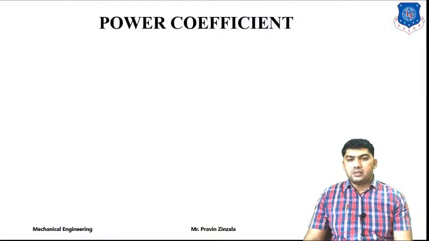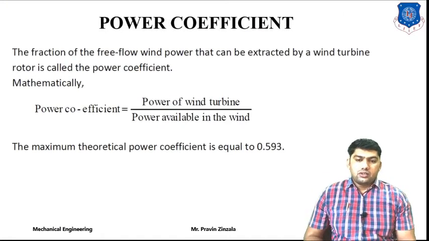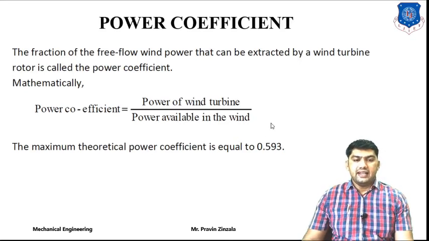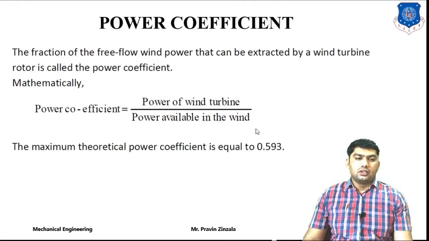First of all we discuss the power coefficient. It is the ratio of power of the wind turbine to power available in wind, meaning power of wind turbine divided by power available in wind. In the previous session we also discussed power available in wind: P is equal to 1/2 rho A V cube, where A is the swept area, rho is the density and V is the velocity of wind.